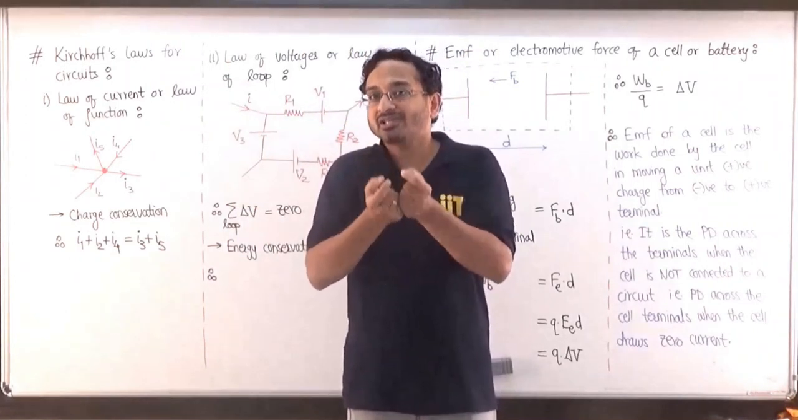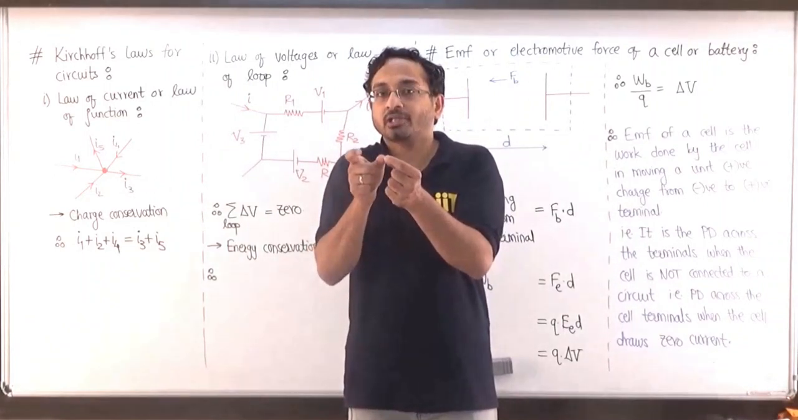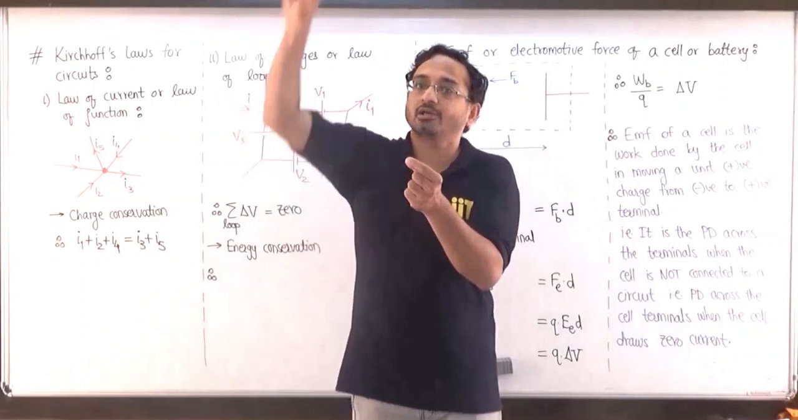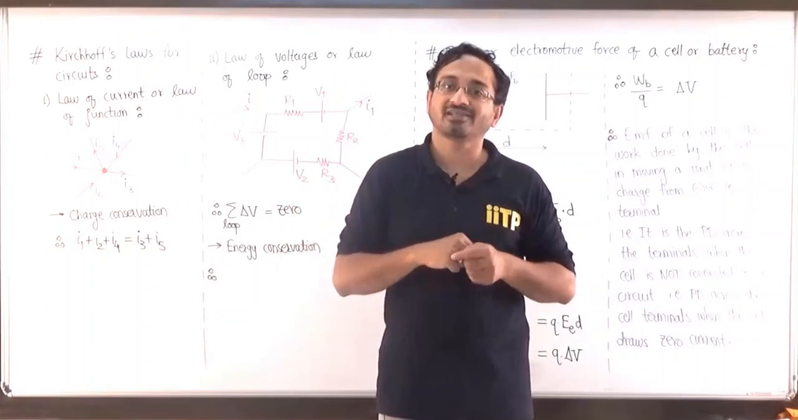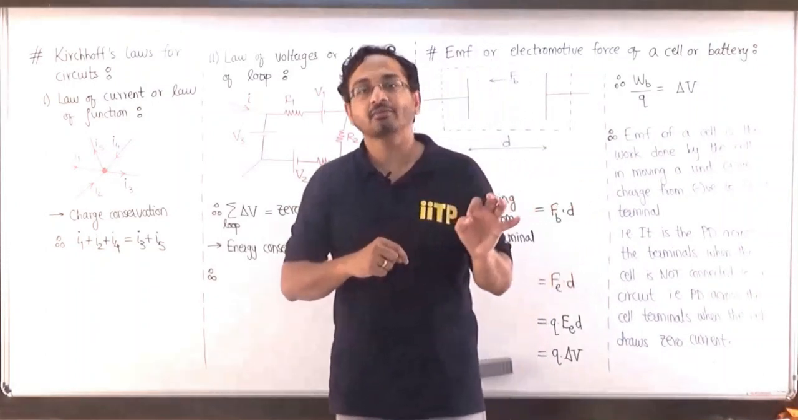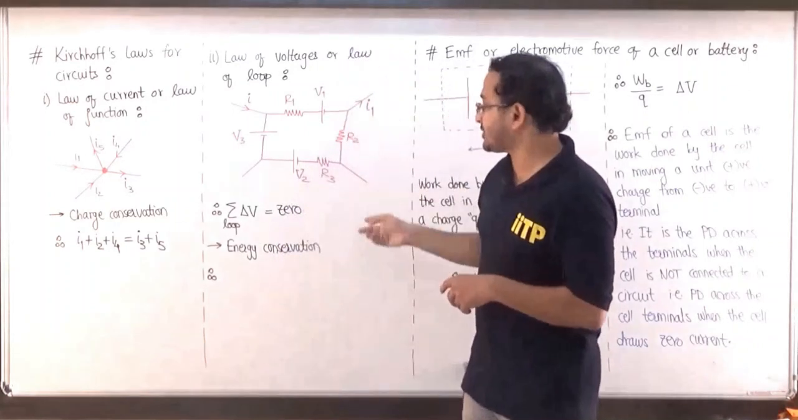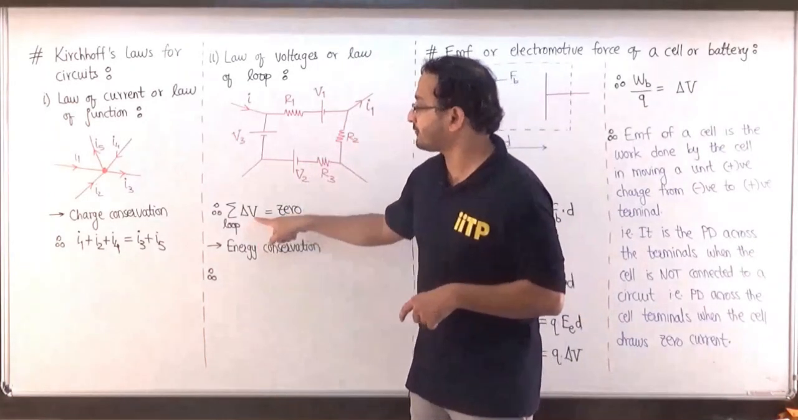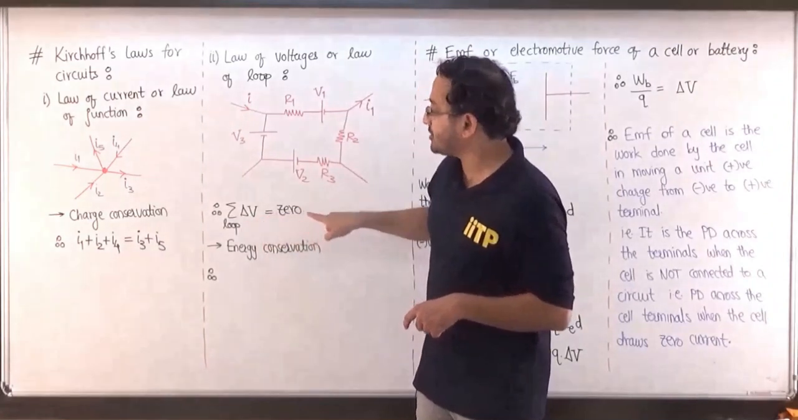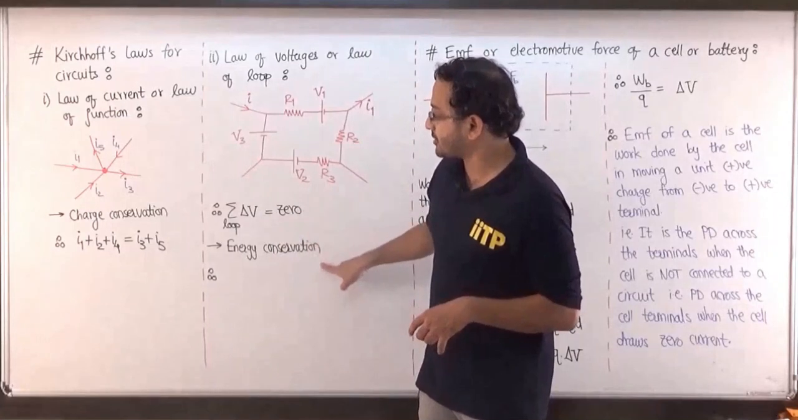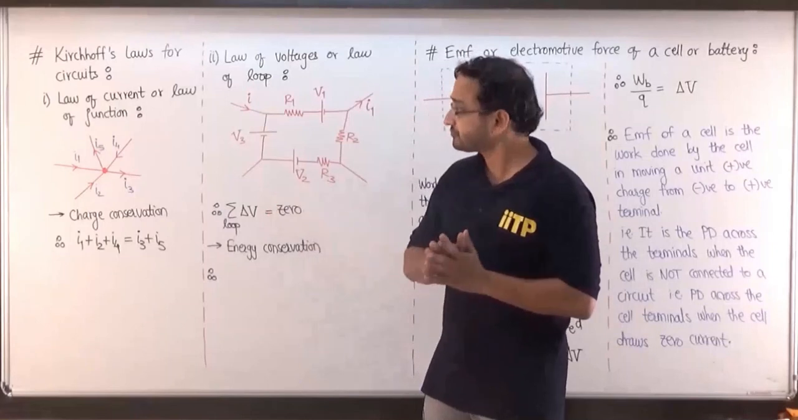In other words, this statement that if I start from this point, measure potential differences, and come back to the same point again, the sum of those potential differences is 0, is nothing but the statement of conservation of energy. Therefore, the sum of the potential differences over a loop has to be 0. This is nothing but energy conservation, and we are going to apply this statement to the loop.